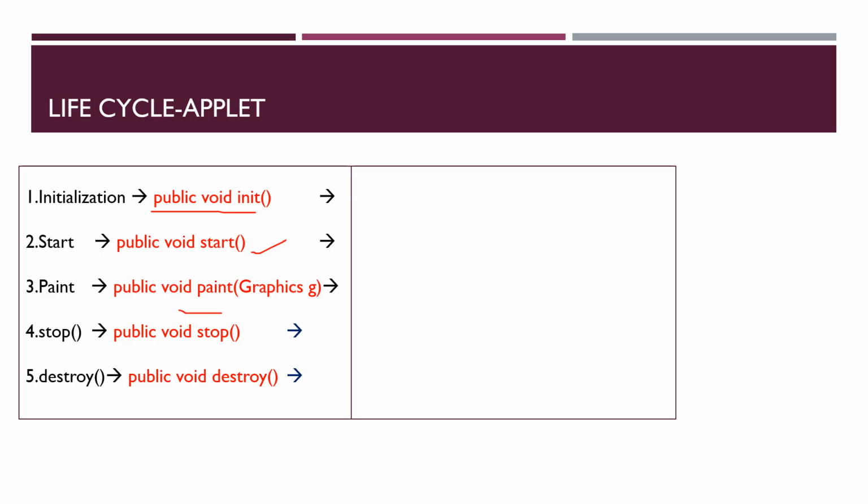Displaying the content means we display the component or object, or we just write the message on the applet. It uses the Graphics class as a parameter. Immediately after the stop method, the destroy method will be executed. Every applet program starts its execution from the init method and it is executed only once.